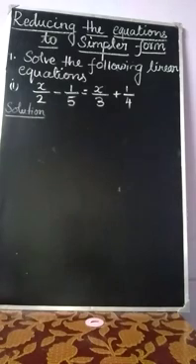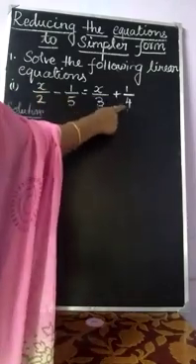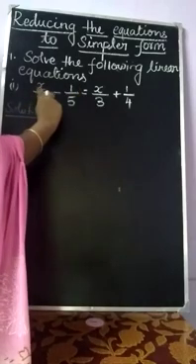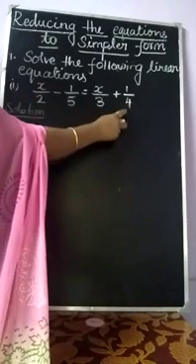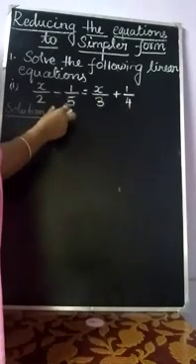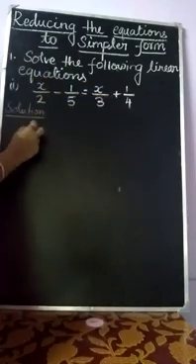Here what is given? x by 2 minus 1 by 5 is equal to x by 3 plus 1 by 4. This is our given equation. Variable we have LHS and RHS, constant value also we are having LHS and RHS. So first we have to change the variable value one side and the constant value one side. Then only we have to simplify the solution.